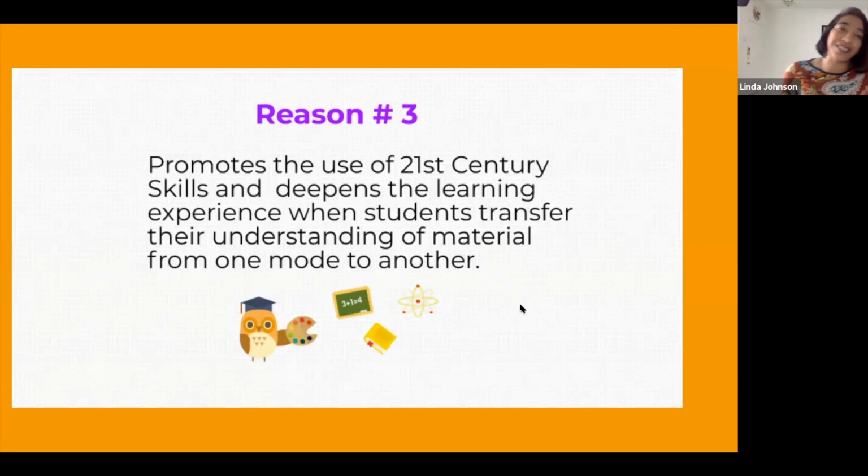Another reason why we should use it in the classroom is because arts integration promotes the use of 21st century skills. It's going to deepen the learning experience when students transfer their understanding of material from one mode to another. Prior to the pandemic, it was so much teaching to the test, and now we're just teaching, right? If there is no test, then we're finding out what it is that we really need to teach. And I remember some of my students saying, we're just studying for this test and we're tired of studying for the test.